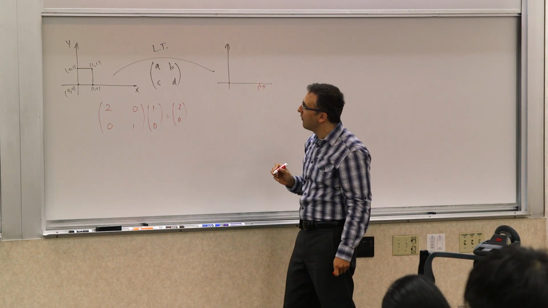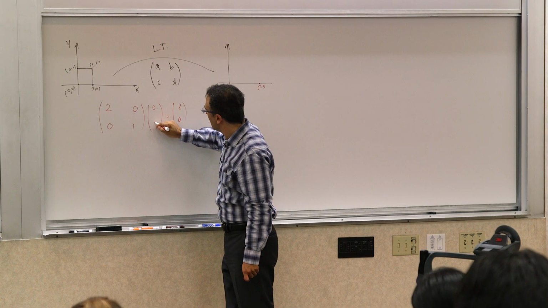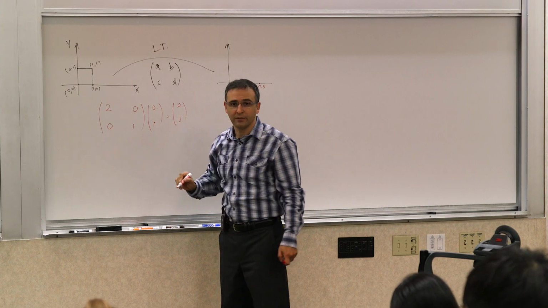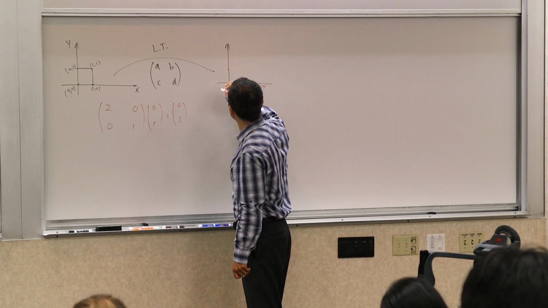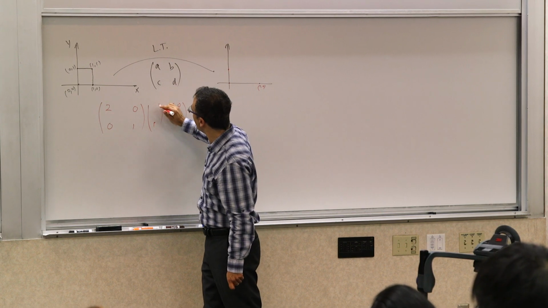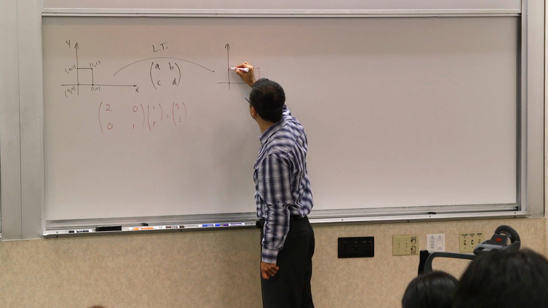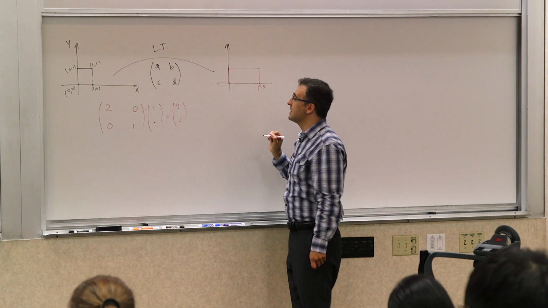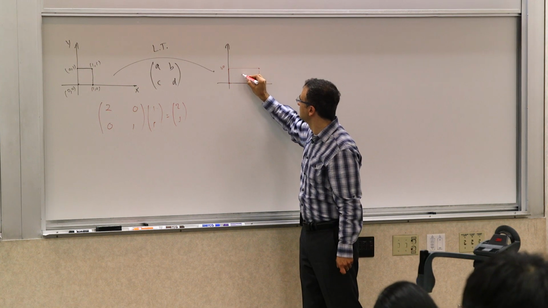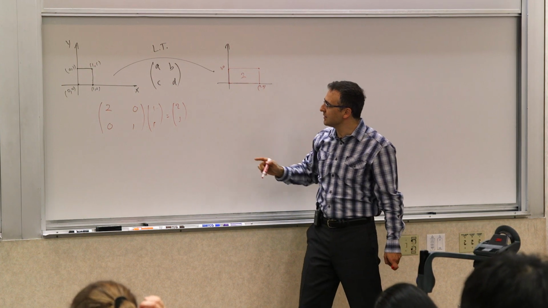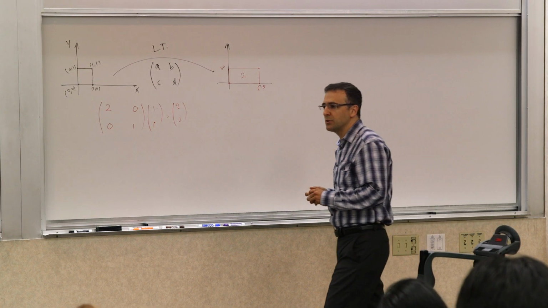Right? Now, what happens to 0, 1? If I put 0, 1 here, I get 0, 1. Because this does give me 0, and this gives me a 1. So this point stays where it is, and point 1, 1 goes to 2, 1. So I've defined a new shape, whose area is what? 2, right? What is the determinant of this matrix? 2, right? Let's do another one.